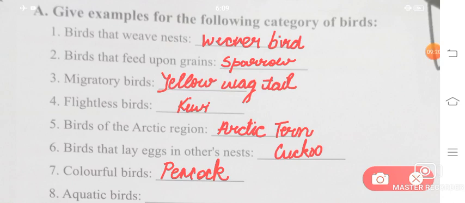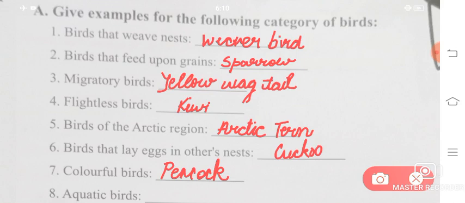Give examples for the following category of birds. Number 1. Birds that weave nest. Weaver bird. Number 2. Birds that feed upon grains. Sparrow. Number 3. Migratory birds. Yellow wagtail. Number 4. Flightless birds, kiwi. Number 5, birds of the Arctic region, Arctic tern.